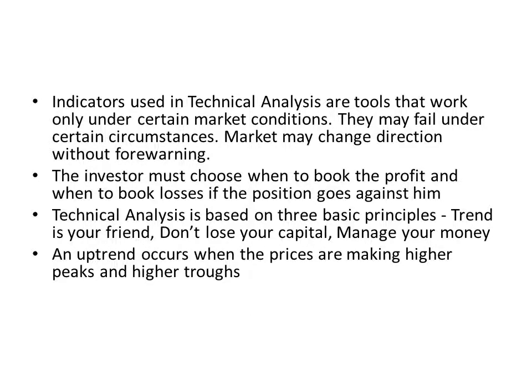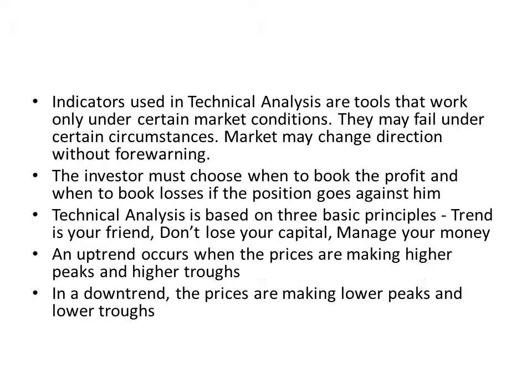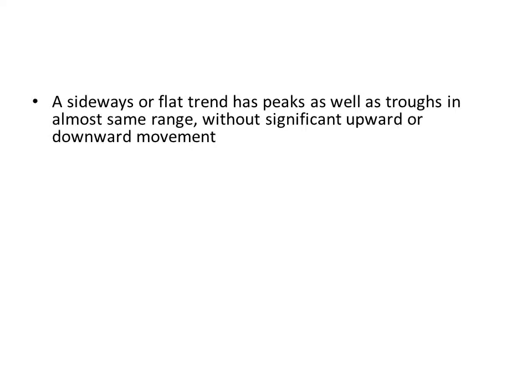An uptrend occurs when the prices are making higher peaks and higher troughs. In a downtrend, the prices are making lower peaks and lower troughs. A sideways or flat trend has peaks as well as troughs in almost the same range without significant upward or downward movement.